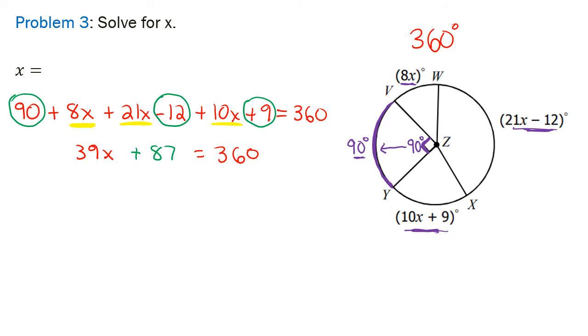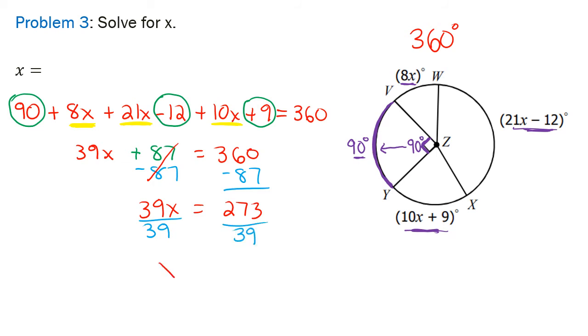I'm going to go ahead and minus the 87 over. So 360 minus 87 is now 273. Those cancel out. We got 39x. We're going to go ahead and divide both sides by 39. So x equals 7. So when you are provided every piece of the circle, every arc, you can add them all up and set them equal to 360.